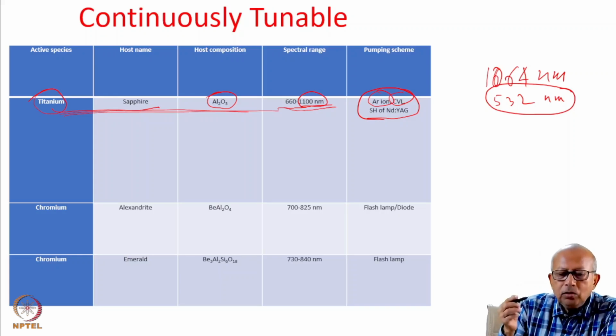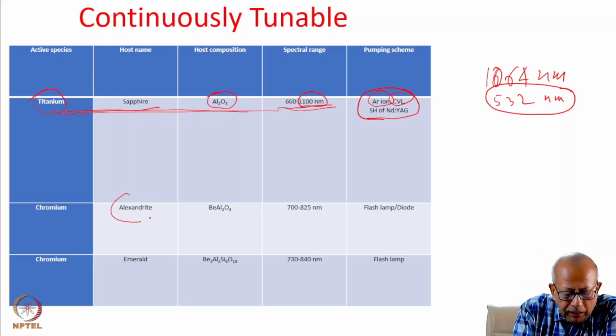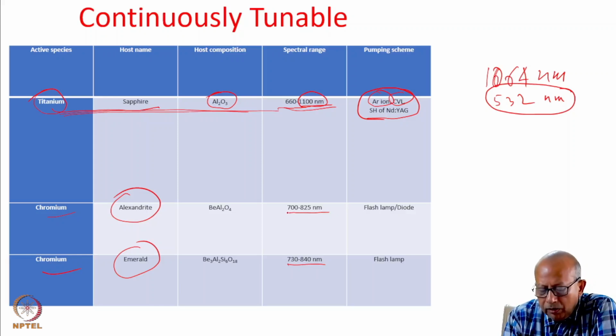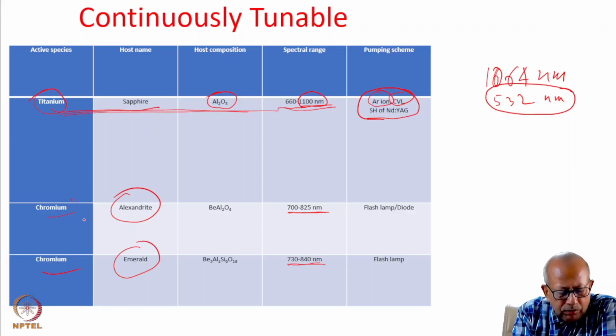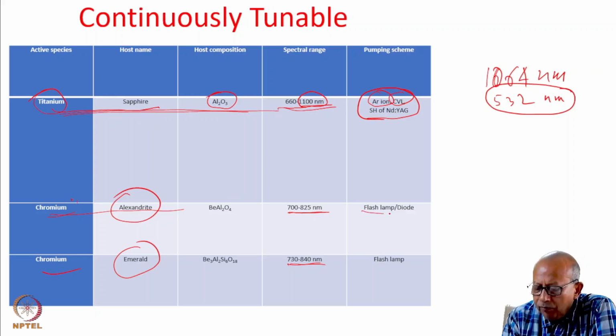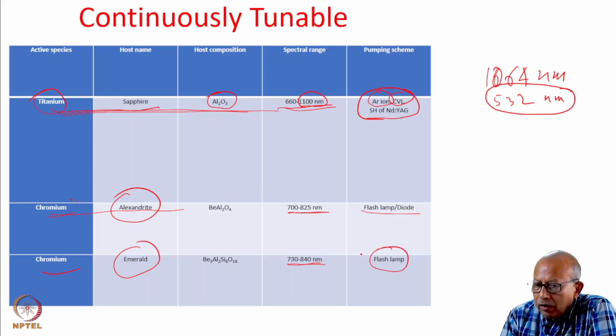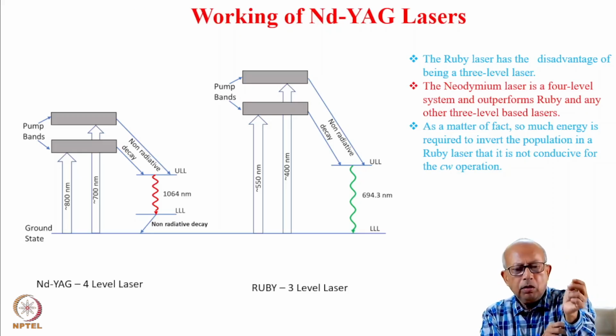And the other two continuously tunable lasers, which are called Alexandrite and emerald laser, for both of which the light-emitting atoms are chromium, produce rather short tunability: 700 to 825 nanometers and 730 to 840 nanometers. And they can be pumped. The Alexandrite laser can be pumped by both diode and flash lamp, while the emerald laser can be pumped only by flash lamp.